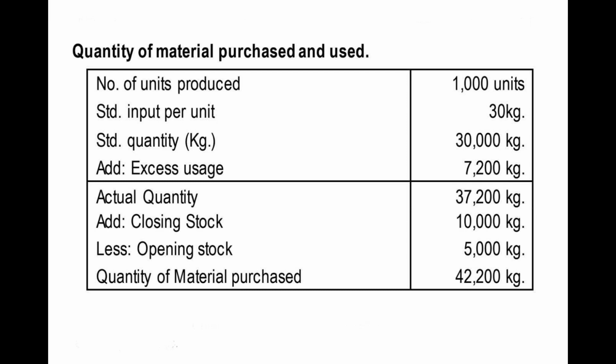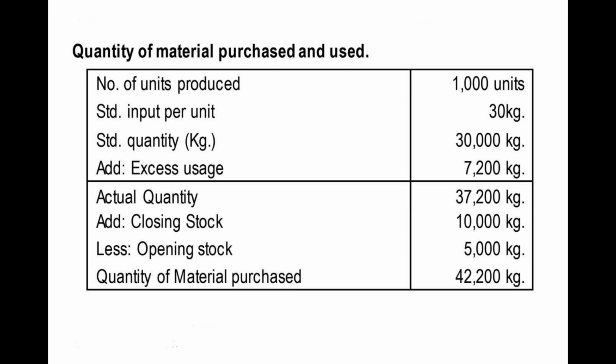So there is an opening balance available and a closing balance we have to maintain. So add the closing balance to 37,200. In addition to 37,200, we have to add 10,000 kgs. Why? As per the company policy, we always have to maintain at least 10,000 kgs of raw material. That is the reason why we are adding. So 37,200 plus 10,000, 47,200. That many kgs we have to purchase.